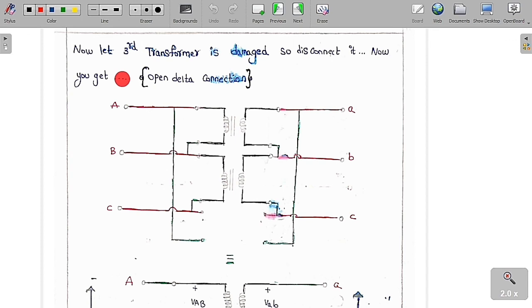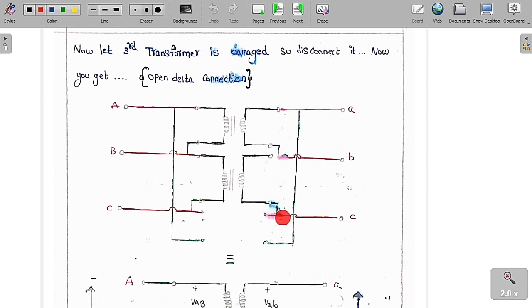So now let the third transformer be damaged, so we are going to disconnect it. Now you get an open delta connection. Open delta means we are going to remove one transformer because it has got some damage. We remove it, but still we can give supply to the load, but its overall kVA rating is going to decrease. It can't handle more than that. This is the transformer that I have removed. So this is the connection we are going to get.